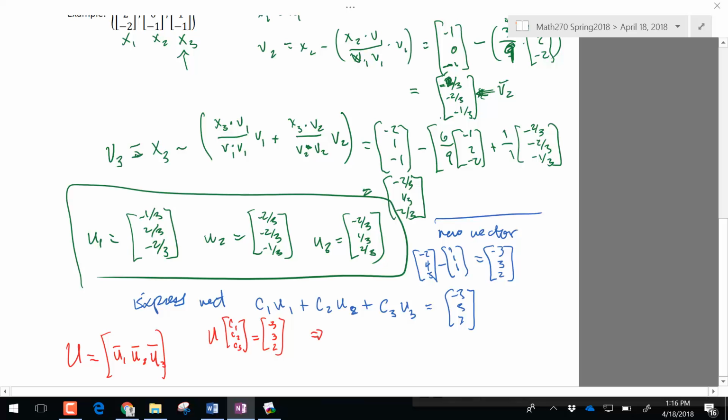So what I could do is solve for C, C1, C2, C3, but I need the inverse of U. Now U is an orthogonal matrix. Remember orthogonal matrices? What's the inverse of an orthogonal matrix? The transpose. So all we have to do is find the transpose, which is easy because we have these matrices, and then apply it to this, right? So our U matrix is these things, the transpose is whatever the transpose is.